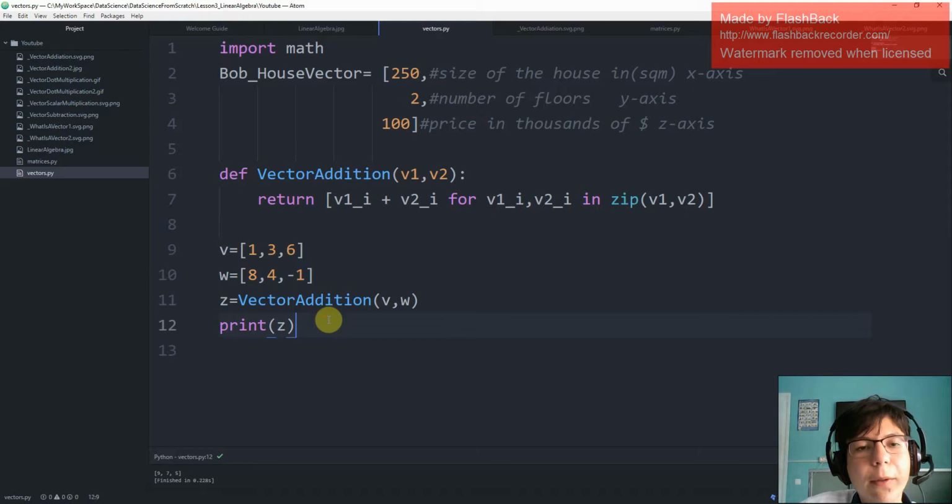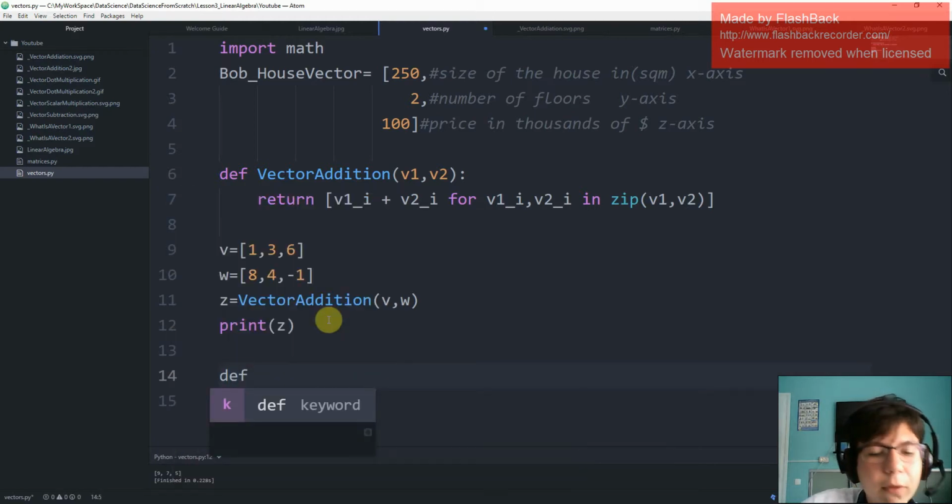Of course, because we have vector addition, we can also have vector subtraction. It works in a very similar way. So let's define our function, vector subtraction.